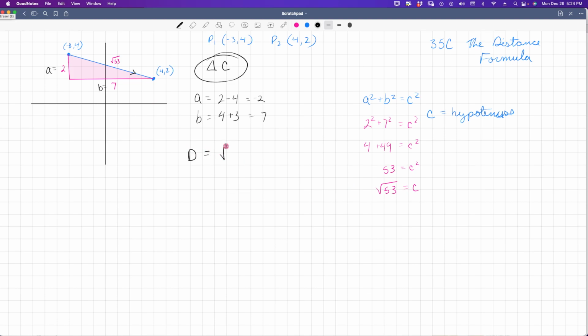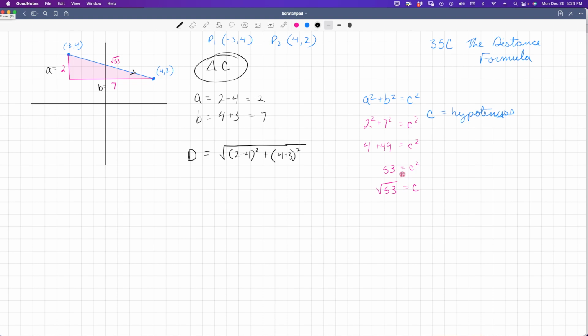And it's going to be equal to the square root of all of this. So we take our original change in coordinate for y, 2 minus 4, square it, because a squared, right? Plus our change in x, which is our b, so 4 plus 3, square it, right? Because b squared. And that equals c squared. But when we move the square off, it puts the square root over the numeric value that we got for a squared plus b squared.